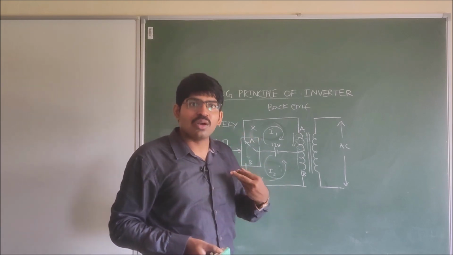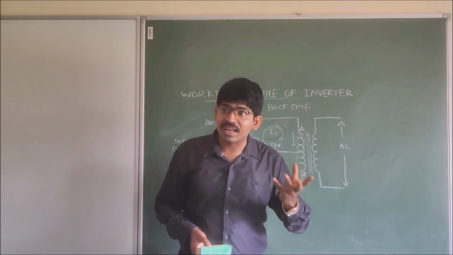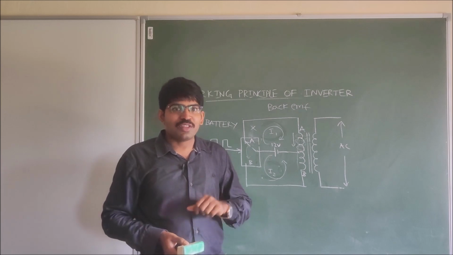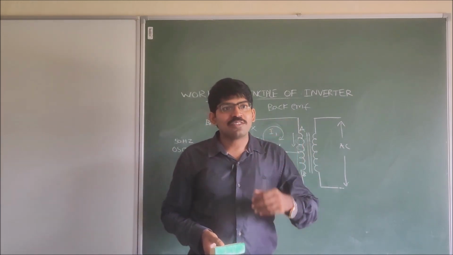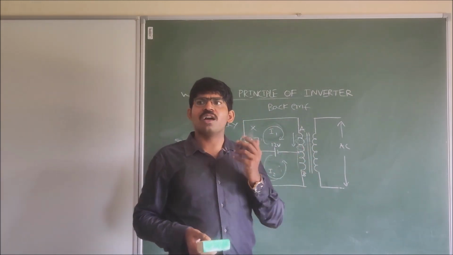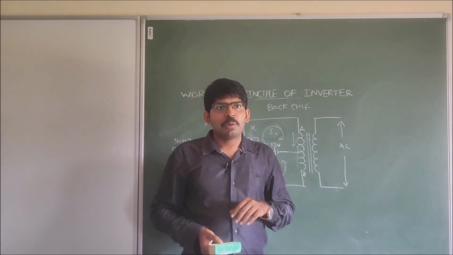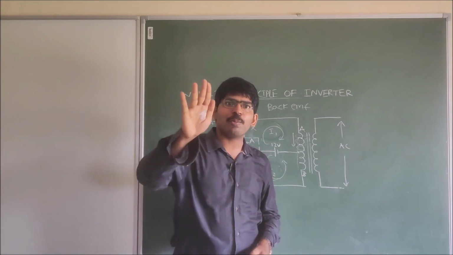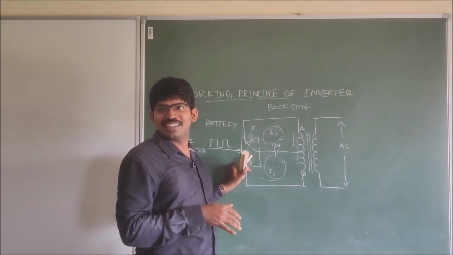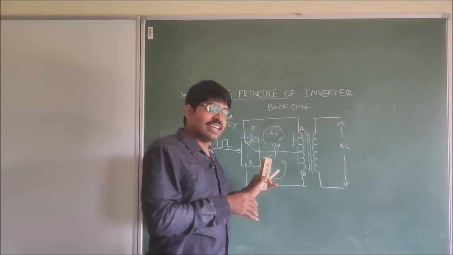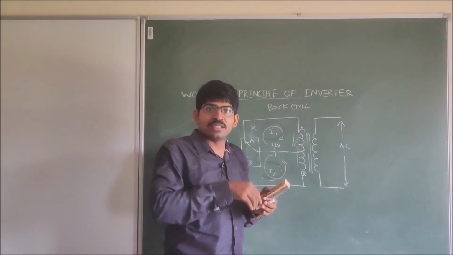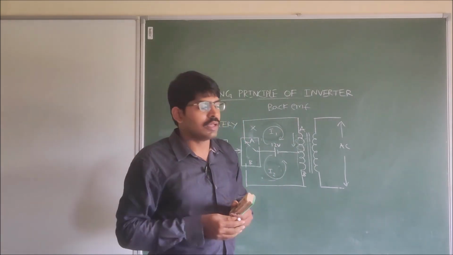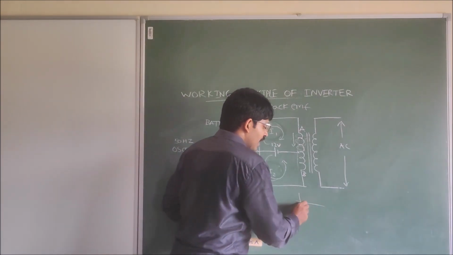Because of that action only we are getting the alternating current. If the inductor would have allowed the change, there is no question of alternating current. Because the inductor is opposing, by the time the inductor opposes, we suddenly change the switch. Again changing the switch, again the inductor tries to oppose, this phenomenon continues. So we get an AC signal.